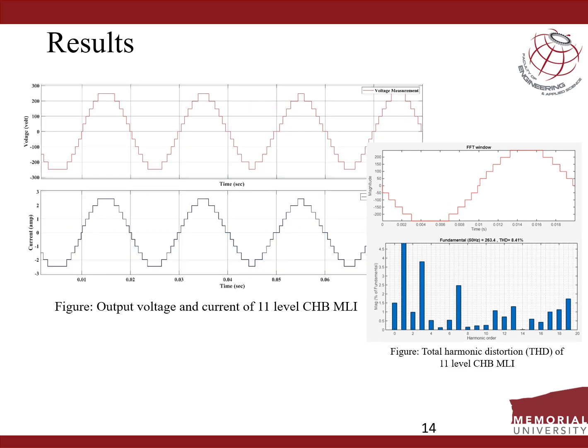Here come the simulation results for 11 level. As we can see, for this one, the total harmonic distortion is 8.41%, which denotes that if we increase the level of the voltage, the THD will reduce by a certain amount, which is good for the appliances.